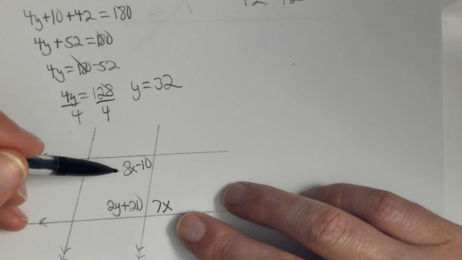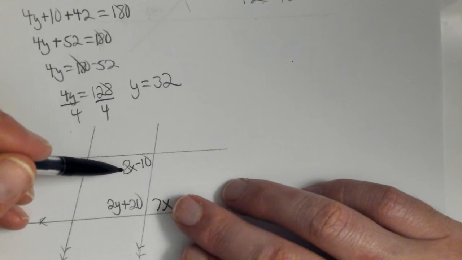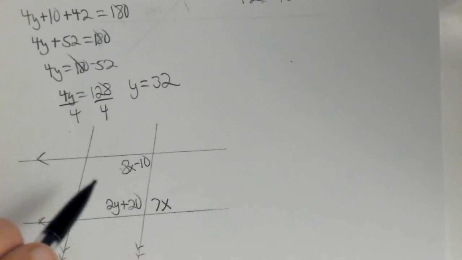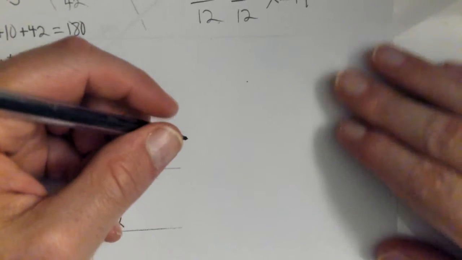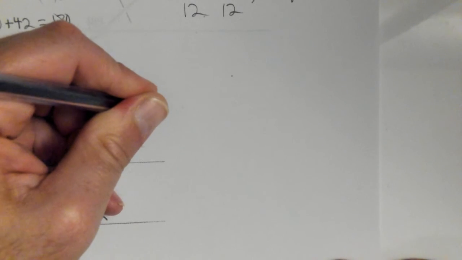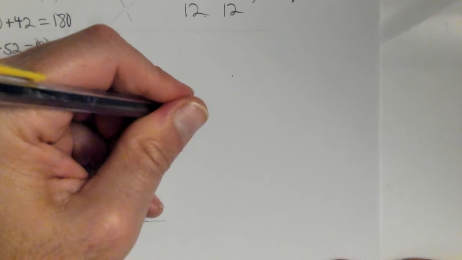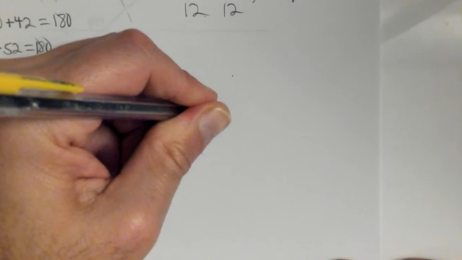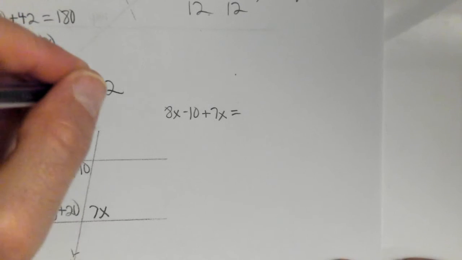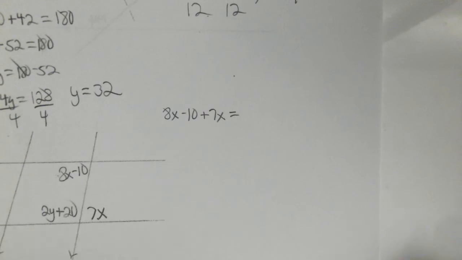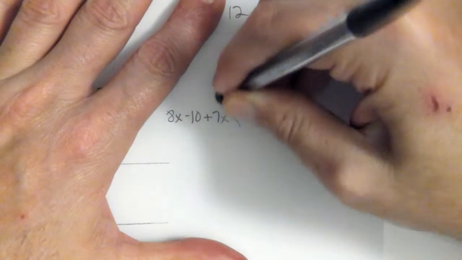Okay, here we'll start with the x first because these two are considered alternate interior angles, and we know that alternate interior angles have to be congruent. So my equation is going to be 8x minus 10 plus 7x equals... they're actually going to be equal to each other, so I wrote that in wrong.